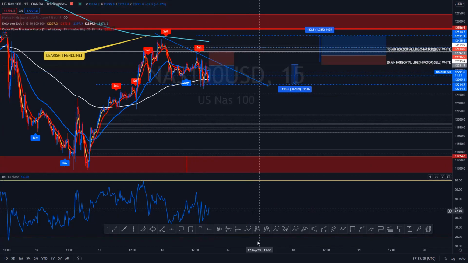Now let me share my phone screen, and I'm going to show you exactly how much I made off of this trade. Give me a second here. Oops, I didn't mean to do that.